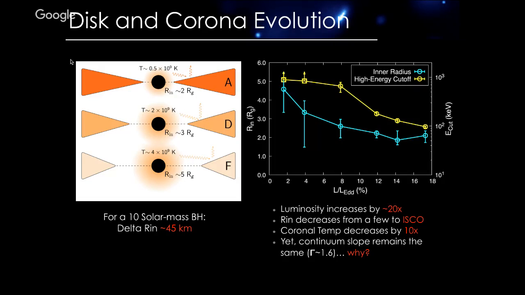And just to give you an idea, the changes in the inner edge of the disk that we're detecting with this technique: if the mass is 10 solar masses, which is not certain, but let's say that's a typical number, we're talking about the order of 45 kilometers for a system that is maybe 8 kiloparsecs away. So that's quite remarkable, in my opinion.